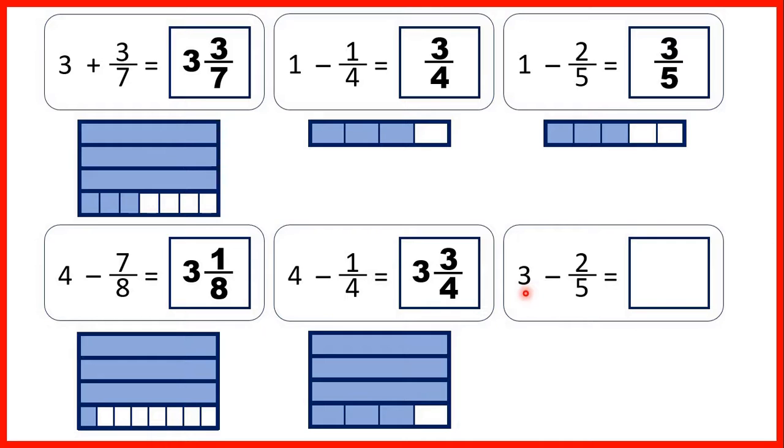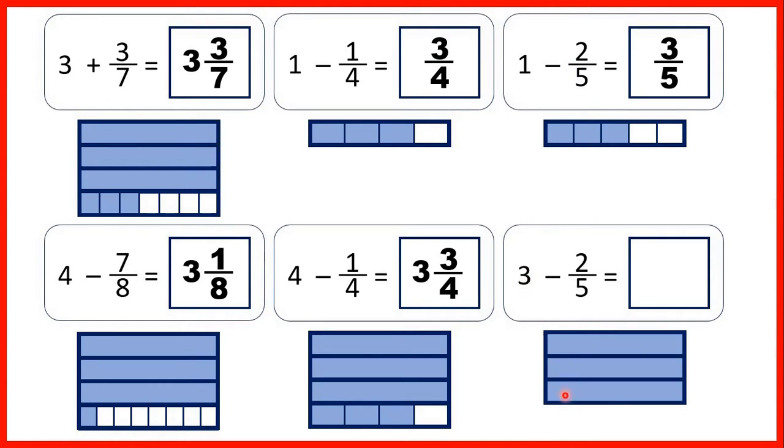Finally, we have 3 minus 2/5, and again, you can see it's similar to the question above. With 3, we have 3 wholes, but to subtract 2/5, we need to change one of our wholes into 5/5, so we can think of the number 3 as being 2 wholes and 5/5. So now, when we take 2/5 away, we get 2 and 3/5 as our answer.